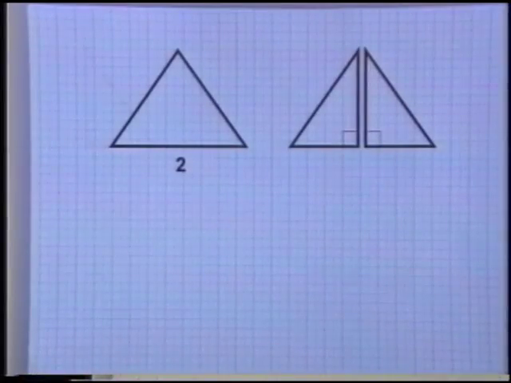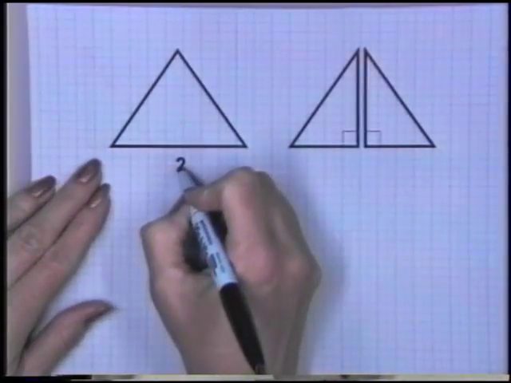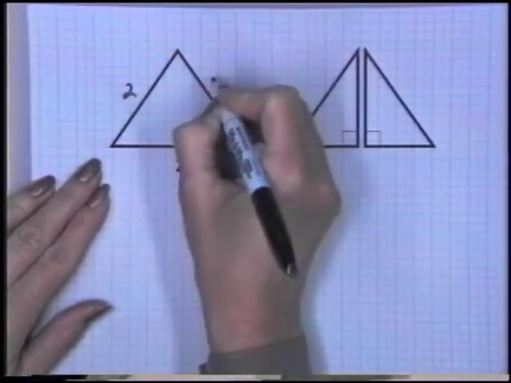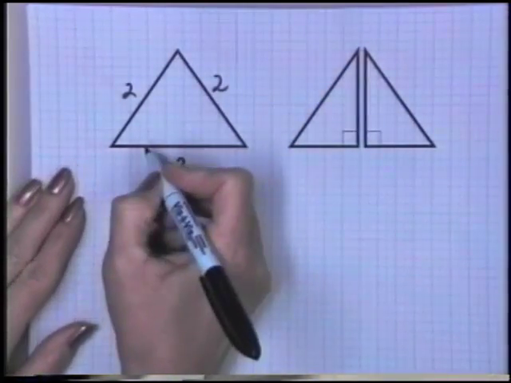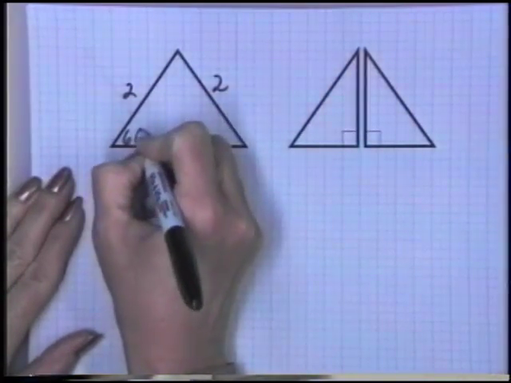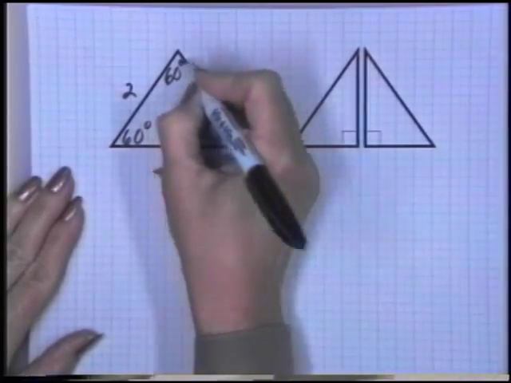Now let's look at an equilateral triangle and look at the measure of the sides and see how we can determine the trig functions of a 60-degree angle and a 30-degree angle. First, we start out with an equilateral triangle. It measures 2 on each side. We know because it is equilateral that each angle measures 60 degrees.